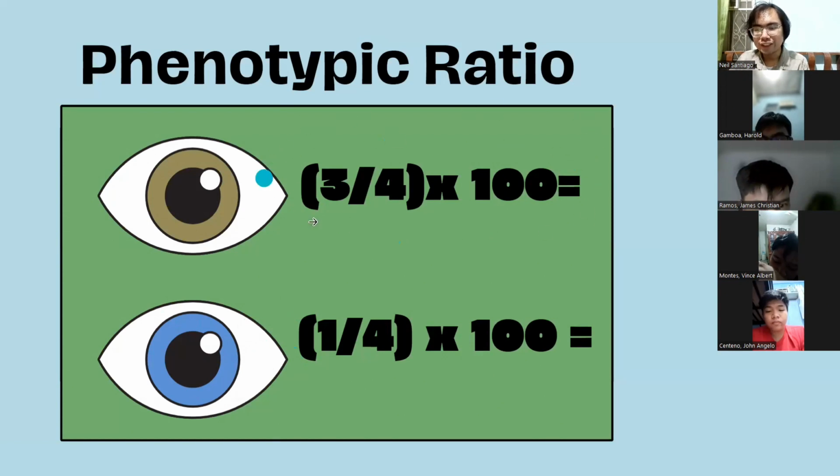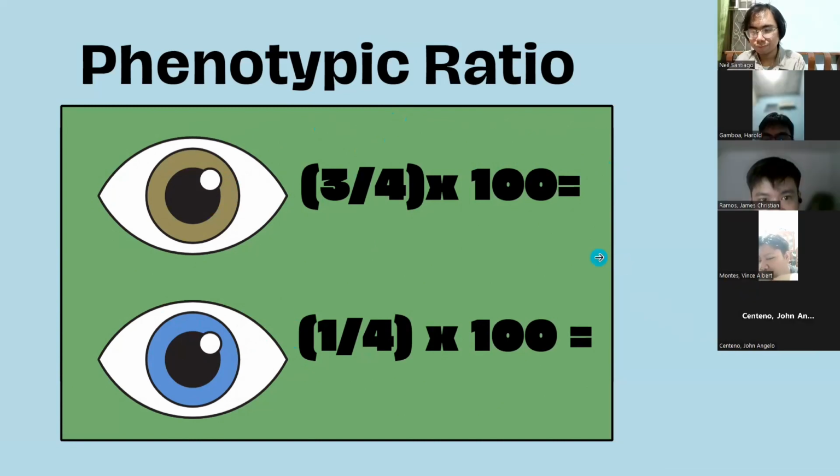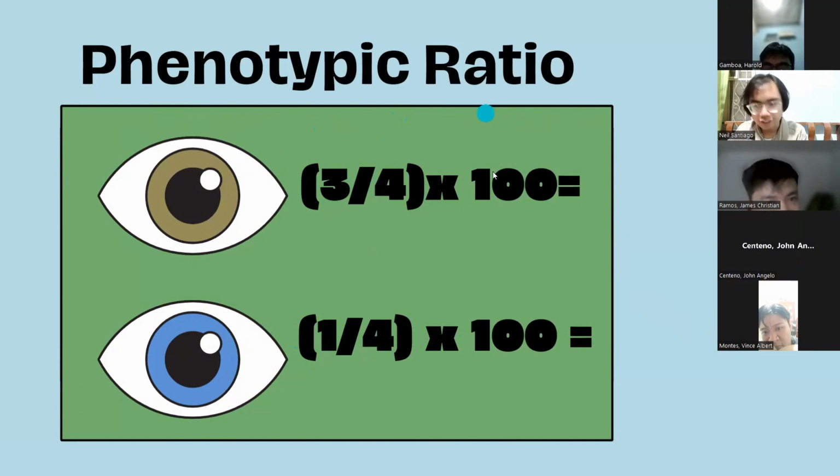Does anyone know what the answer will be to this problem? What percentage of the offspring is possible to have brown eyes? Anyone? Mr. Gamboa, do you know the answer? Oh, okay. 75% for the brown eyes. And how about for the blue eyes? It will yield 25%. Yes, that's correct. Thank you very much.